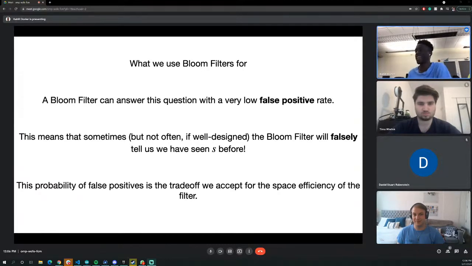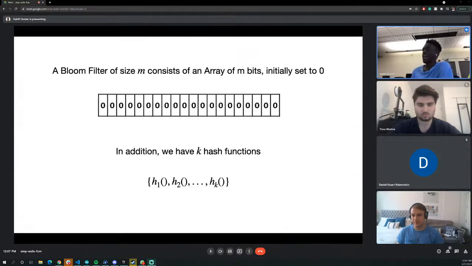It's going to tell you that we've seen the message before when we actually have never seen the message before, right? The probability of this false positive is essentially the trade-off we accept, because the Bloom filter is so space efficient, but we have this small chance of false positives. And that's a fundamental engineering trade-off with Bloom filters. So let's get into the details of how they actually work.